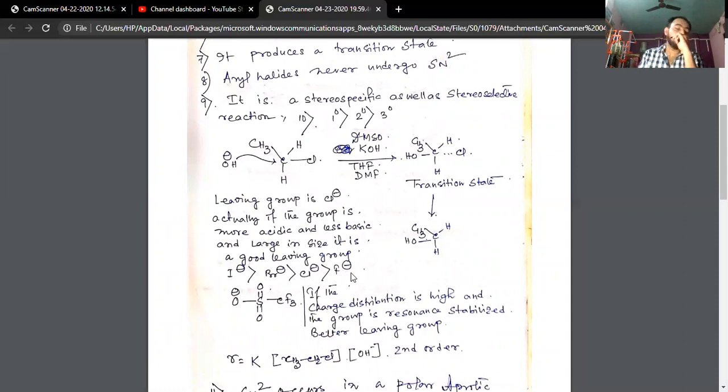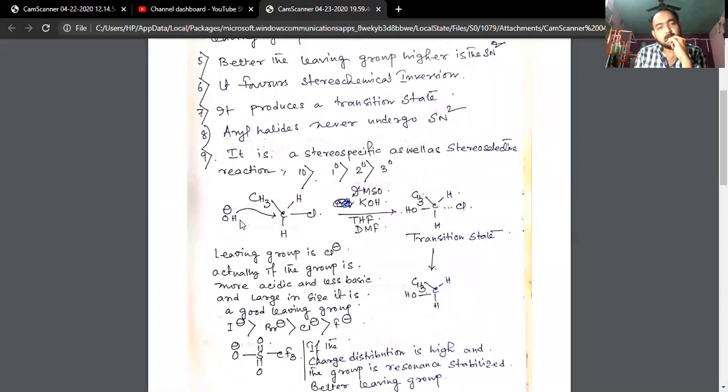Actually, what happens? F minus is the strongest base among them. So the bond between carbon and fluorine becomes stronger. So OH minus is not able to break this kind of bond. So what happens? You can see the better the leaving group capability, the higher is the SN2.